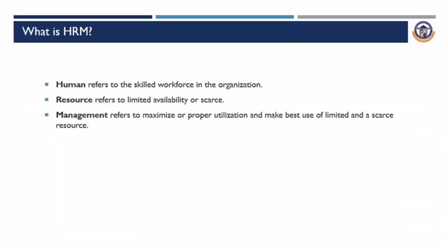So this HRM, which means human resource management, can be divided into three parts: human plus resource plus management. Human refers to the skilled workforce of an organization. Resource refers to the limited availability or scarcity of manpower which is available in an organization. Next is management. It refers to maximum or proper utilization and making the best use of the limited and scarce resource of an employee. So management, in the sense, means they have to use the talents of an employee in an efficient way. That is called management.